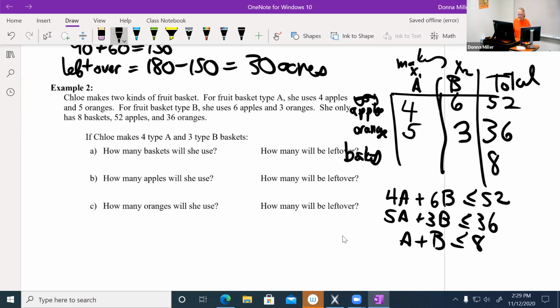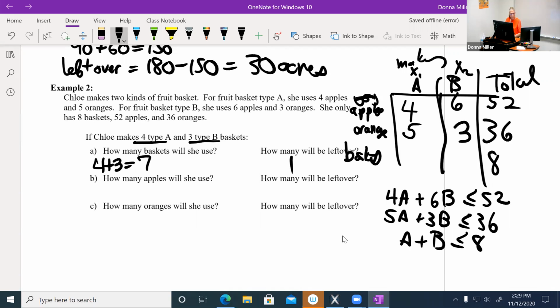Okay, so let's read her problem. Her problems are much easier than that. All right. So if Chloe makes 4 type A baskets and 3 type B baskets. So if A is 4 now, how many baskets will she use? Well, I just add them up, right? 4 plus 3, 7, right? So I'll use 7 baskets and I'll have 1 left over, right?